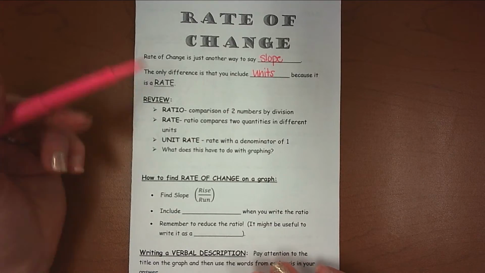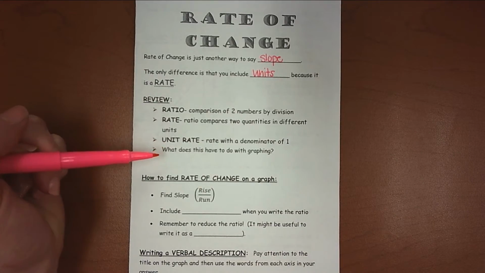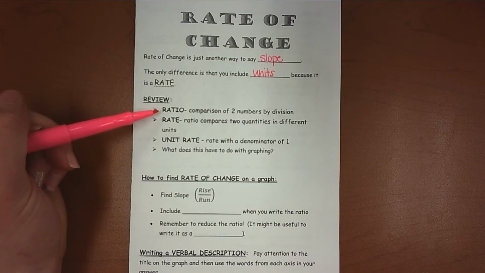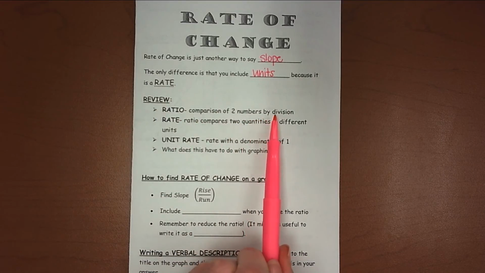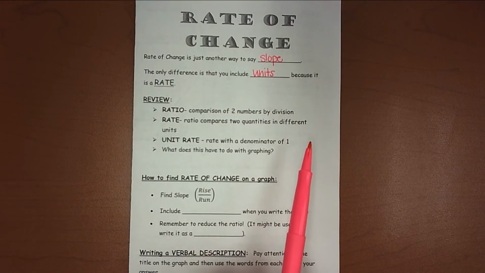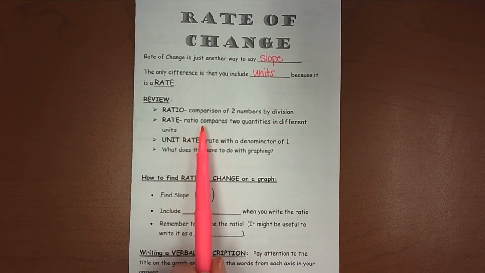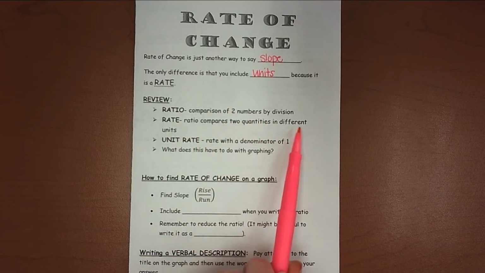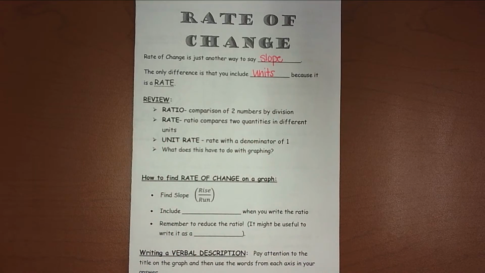So here's some vocab review that's good for us to remind ourselves of. A ratio is a comparison of two numbers by division, so it's always written like a fraction. A rate is a ratio that compares two quantities in different units, so miles per hour or dollars per gallon. A unit rate is a rate with a denominator of 1, so how much does it cost for 1 gallon of gas, or how many miles do you go in 1 hour?